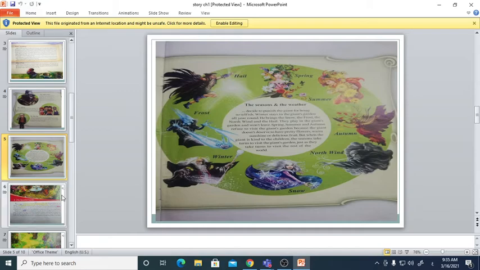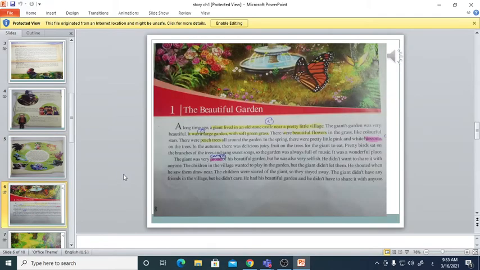Let's go to the first chapter. What's the name of our chapter? The Beautiful Garden. So, the chapter happens in a beautiful garden.